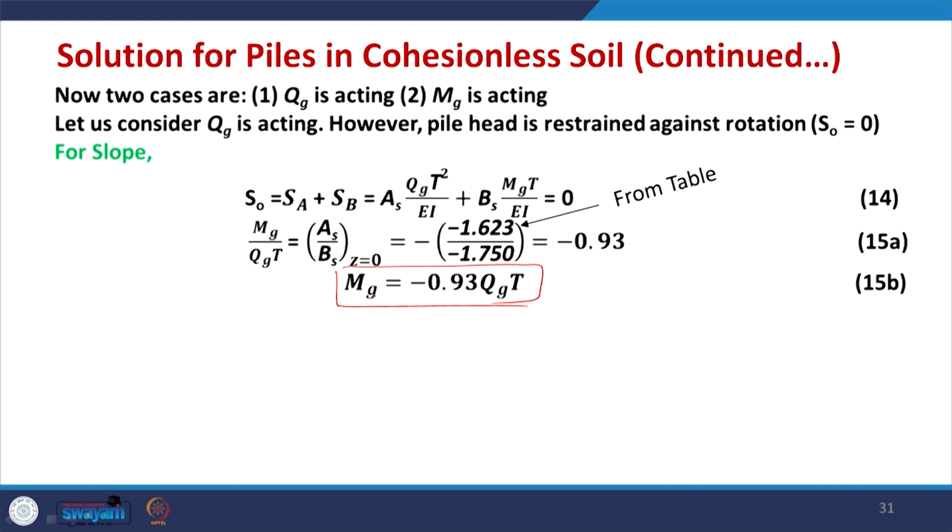So, you can understand that a pile which is restrained against rotation at the pile head can be treated as follows. The problem given is a pile subjected to lateral load only, no external moment acting on the pile head, but the pile head is fixed against rotation. This is equivalent to another pile whose pile head is free, that means it may rotate, and in addition to the lateral load a moment Mg is also considered. This Mg takes care of the condition that slope should be 0, because in addition to Qg, considering this Mg effectively makes the rotation at the pile head equal to 0.